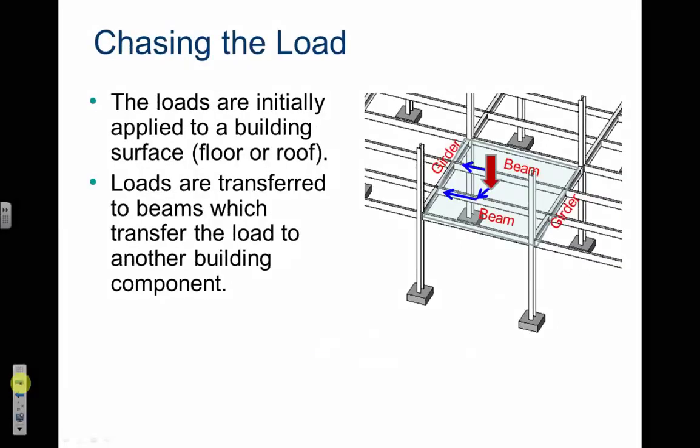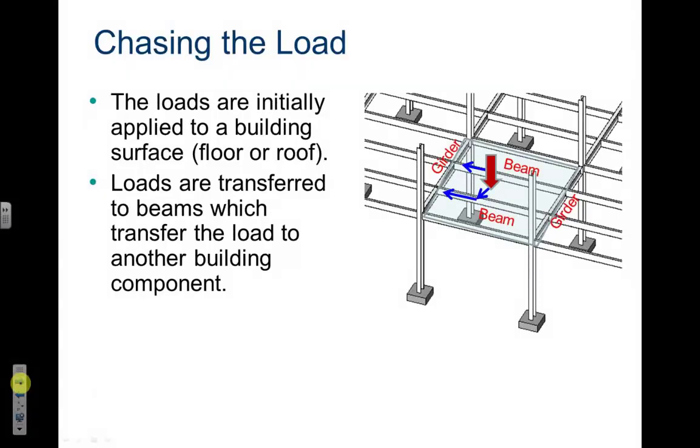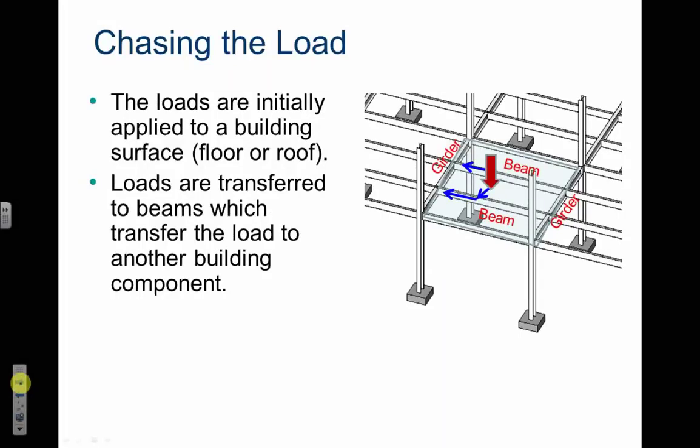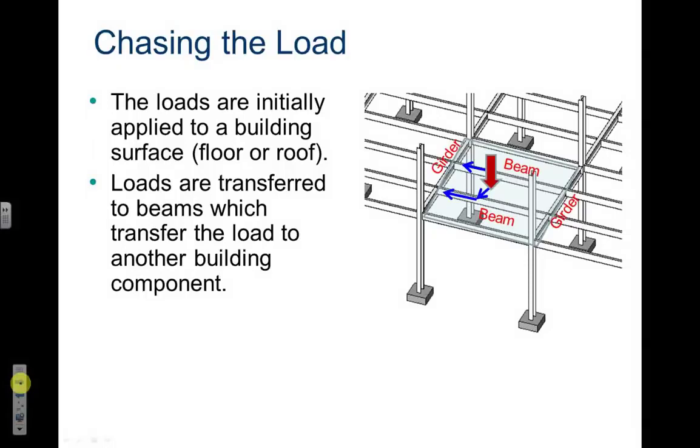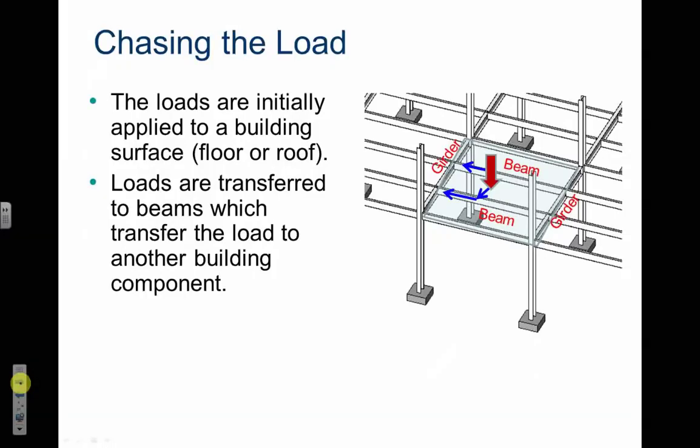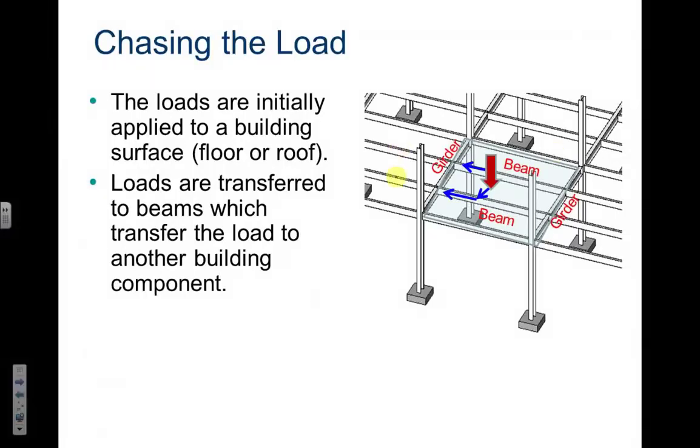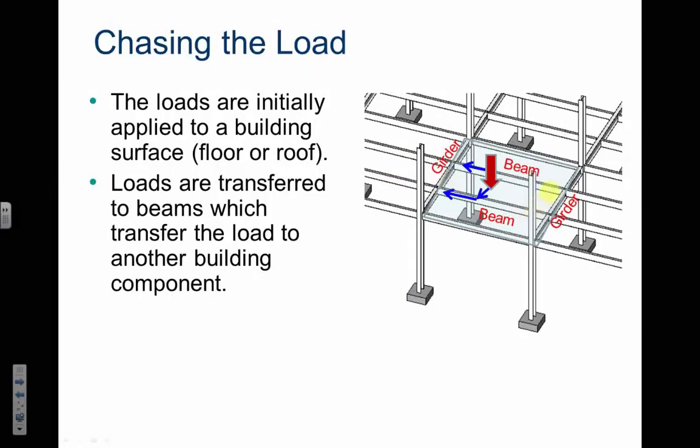We already talked about chasing the load a little bit. Let's review. The loads are initially applied to a building surface, floor, or roof. Loads are transferred to beams, which transfer the load to another building component. Again, these are beams, where my mouse is. These are girders, which connect to columns and then transfer the load down to the ground.